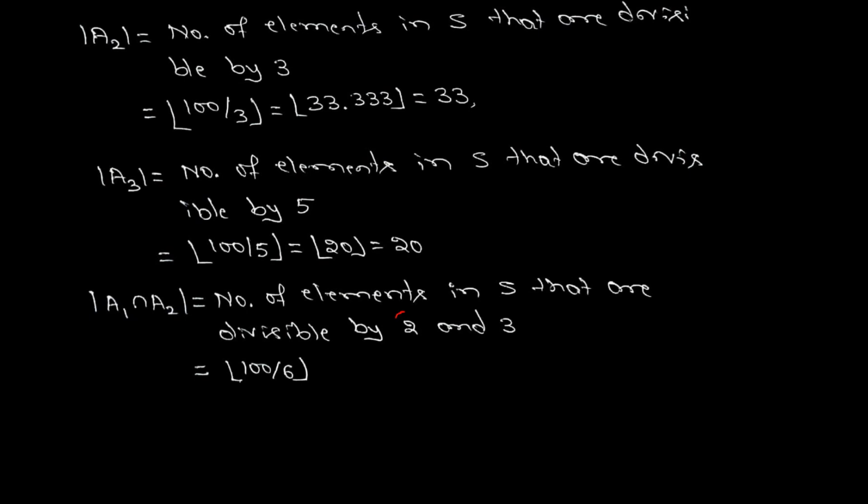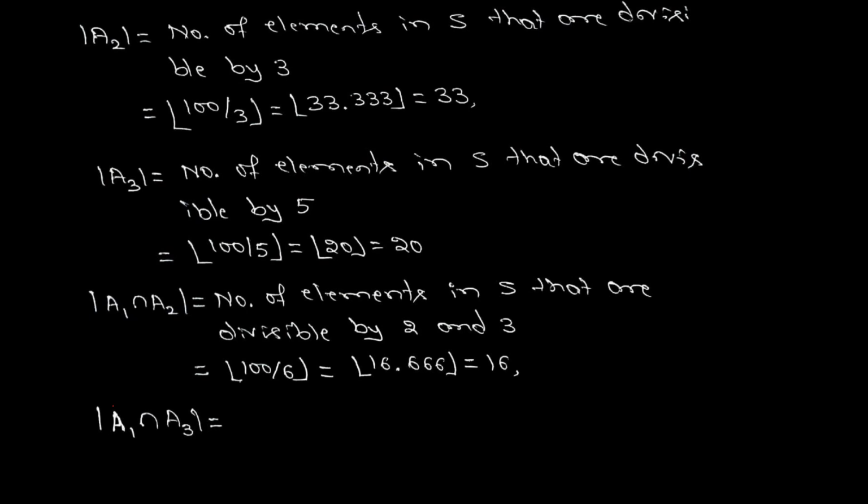If you take the LCM of 2 and 3, it will be 6. So divide 100 by 6, because if you divide by 6, you will get the set of all integers which are divisible by 2 as well as 3. The floor function will be 16.